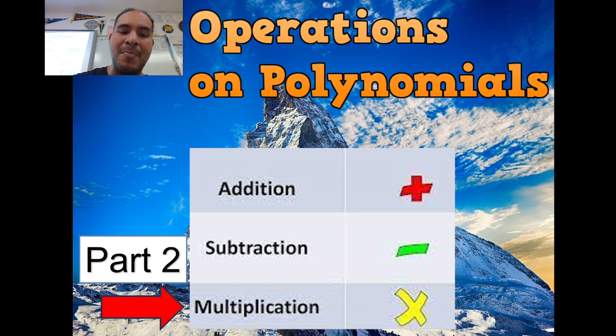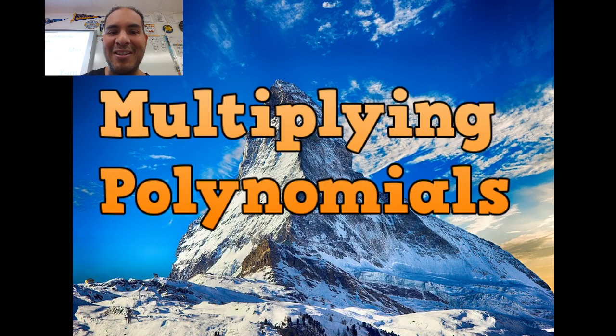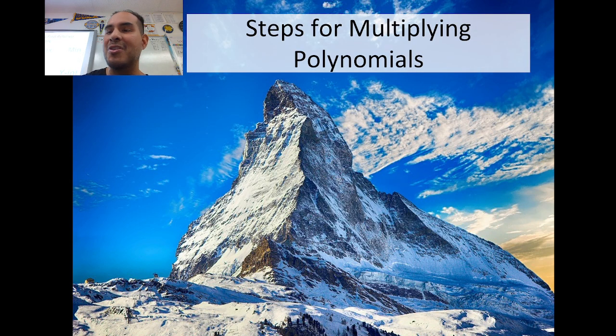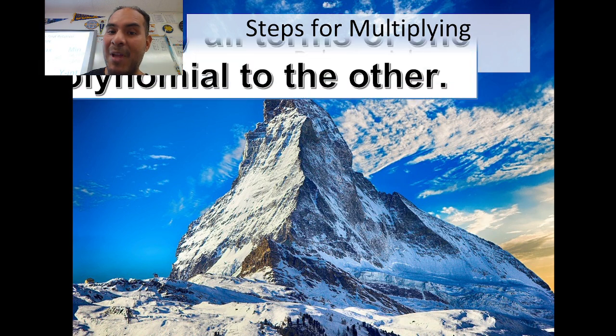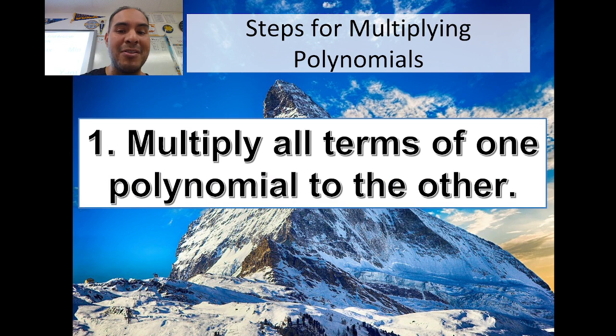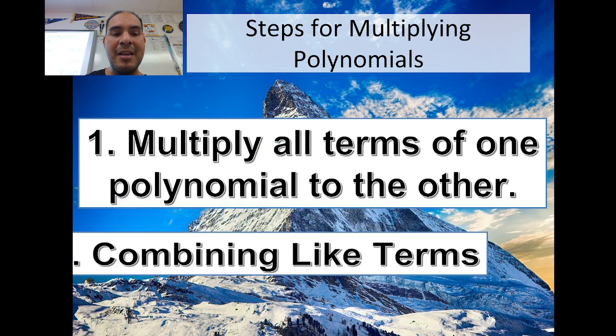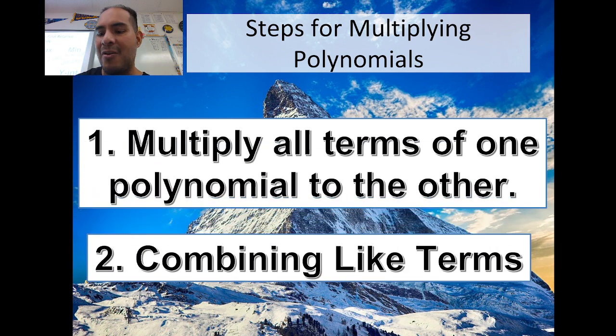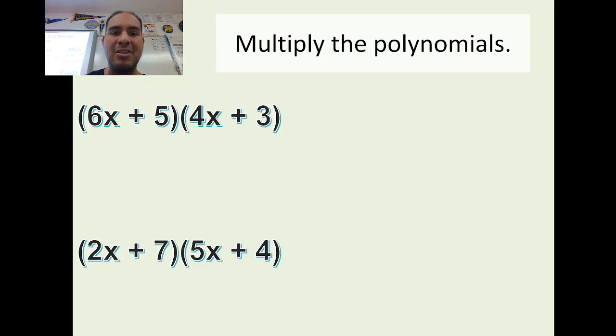Now I notice it says here part 2, as this is the second part of our multiplication video. So now we're going to go ahead and multiply polynomials. In the previous one we learned how to multiply monomials. We're going to take that idea and apply it here. So, steps for multiplying polynomials: we multiply all the terms of one polynomial to the other. After we finish multiplying all the terms from one polynomial to the other, then we just combine like terms, and that'll be our answer for the multiplication.